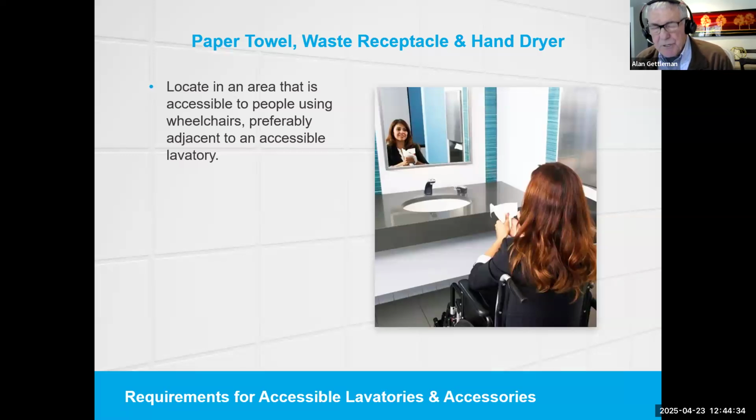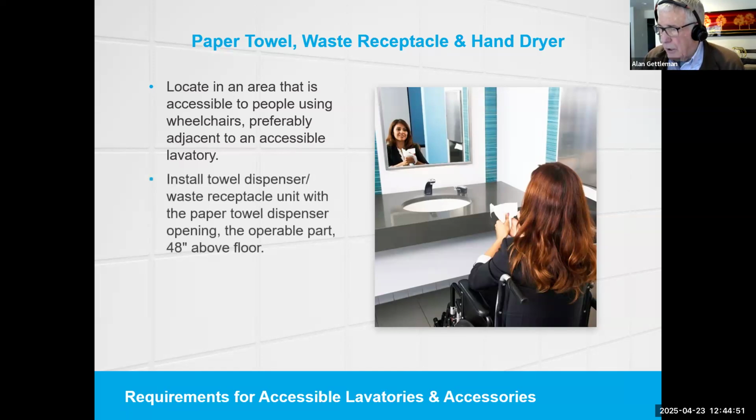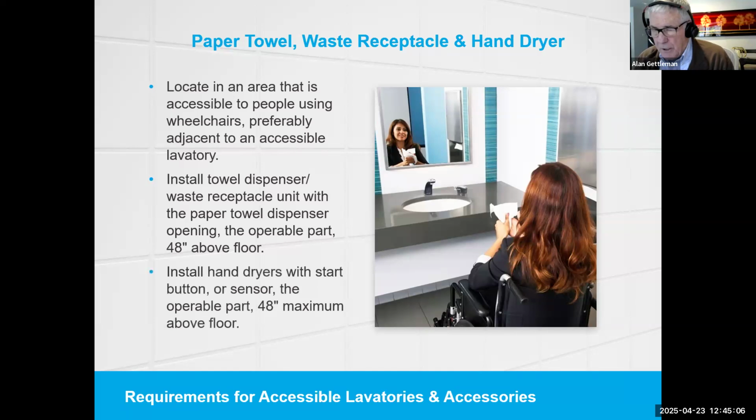Paper towel dispensers, waste receptacles, and warm air hand dryers should be conveniently located in an area that is accessible to people using wheelchairs, preferably adjacent to the accessible lavatory, as shown in the photograph. Install the towel dispenser waste receptacle unit with the towel dispenser, which is the operable part, maximum 48 inches above the floor. As I noted earlier, in California, that would be 40 inches. Hand dryers, start buttons and sensors, the operable part, again 48 inches maximum above the floor. California, 40 inches.